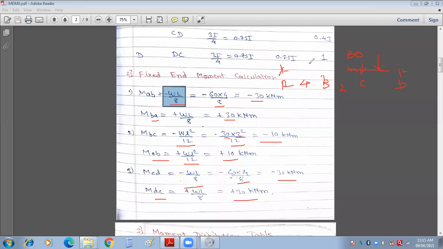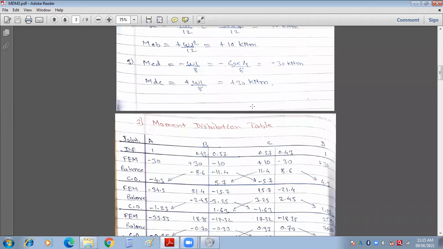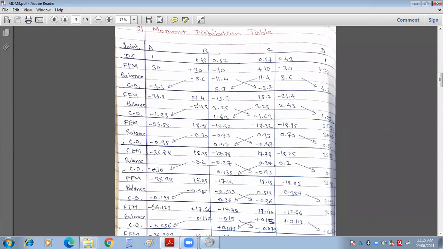Once you find all these fixed end moments for the corresponding loading and corresponding spans, we have to utilize these values to prepare a moment distribution table. Now how to prepare this table? The table will be like this one.